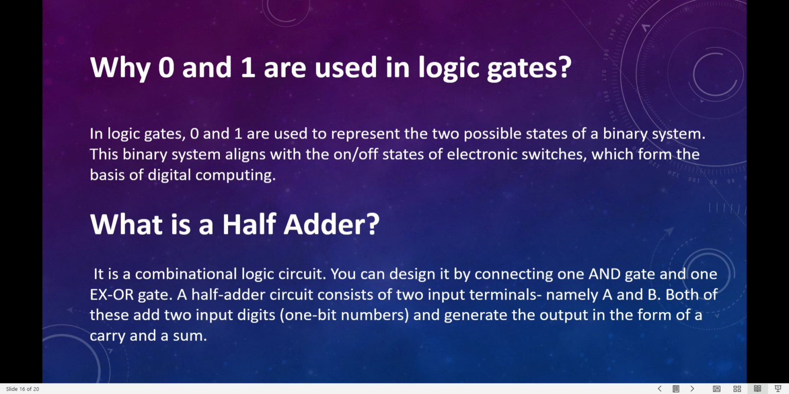What is the half adder? A half adder is a combinational logic circuit. You can design it by connecting one AND gate and one XOR gate, or exclusive OR gate. A half adder circuit consists of two input terminals, namely A and B. It adds two 1-bit input digits and generates the output in the form of a carry and a sum.